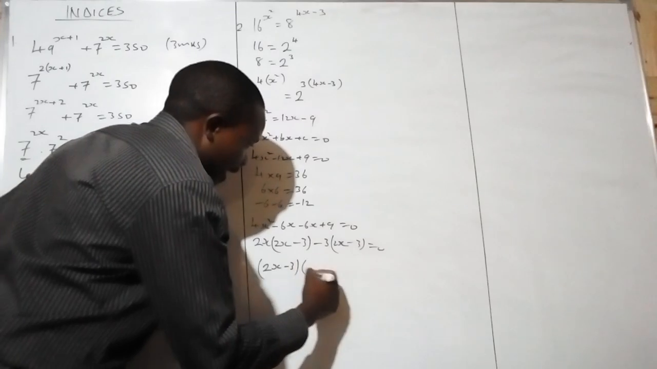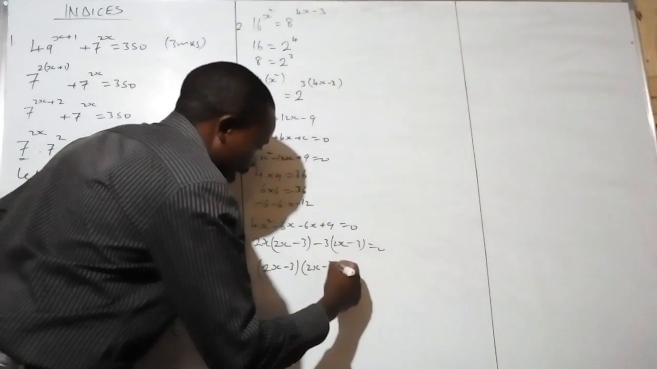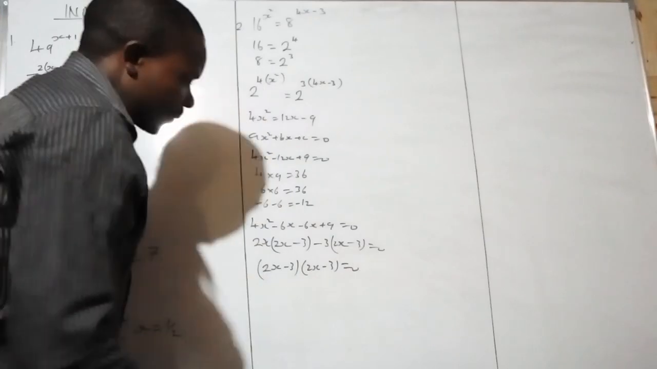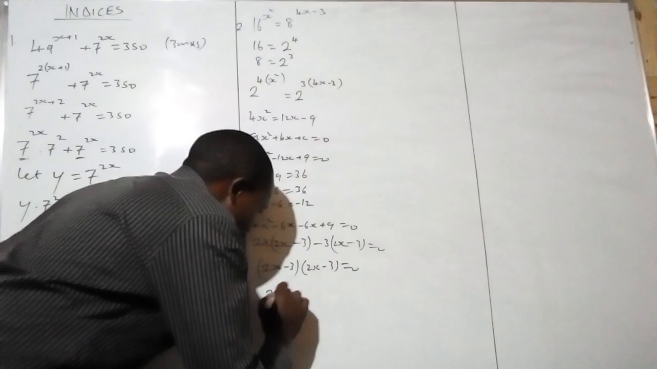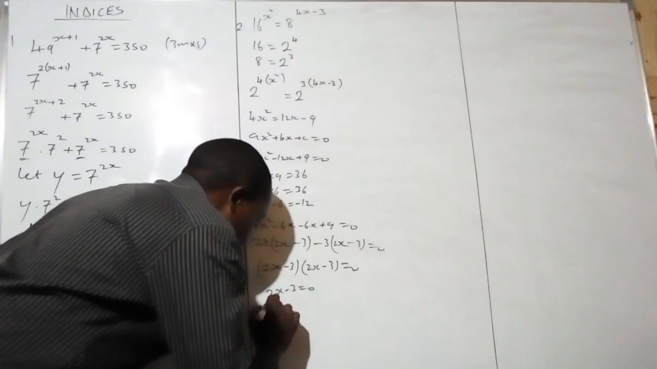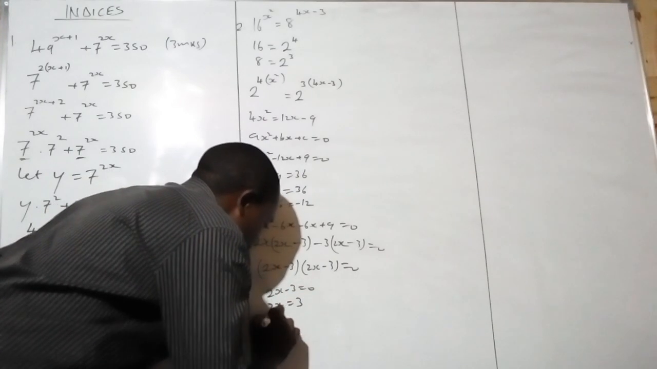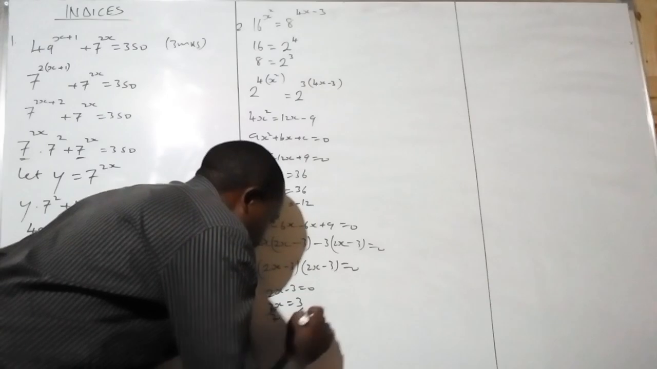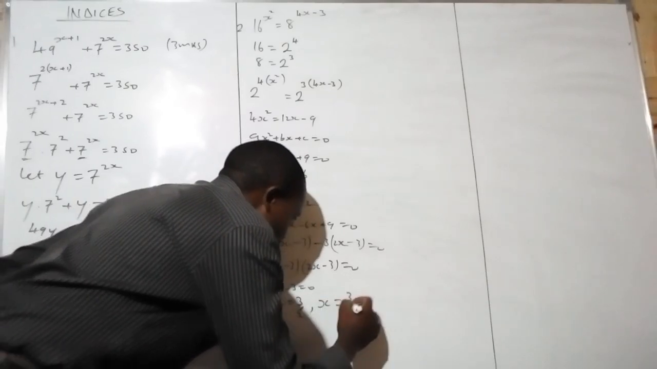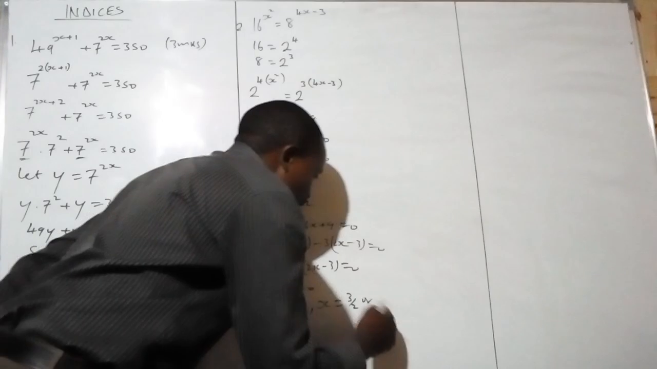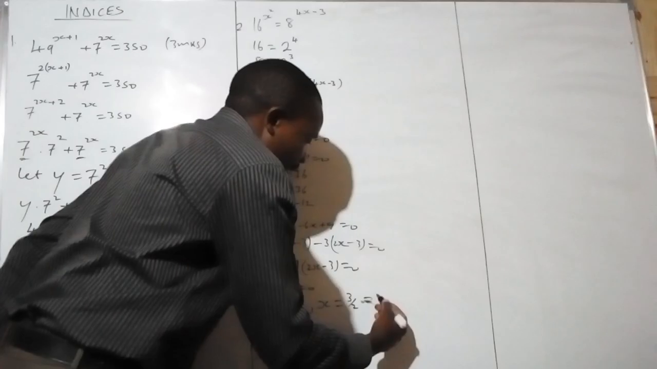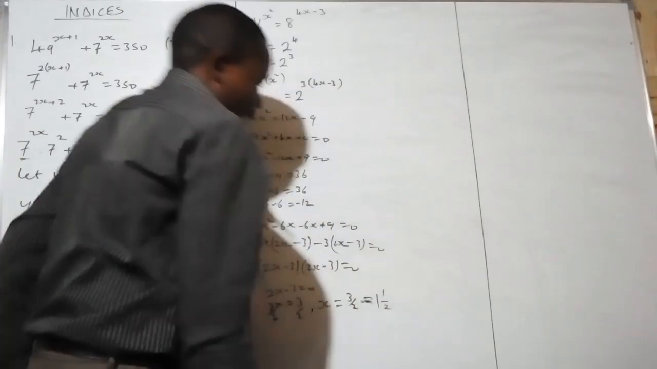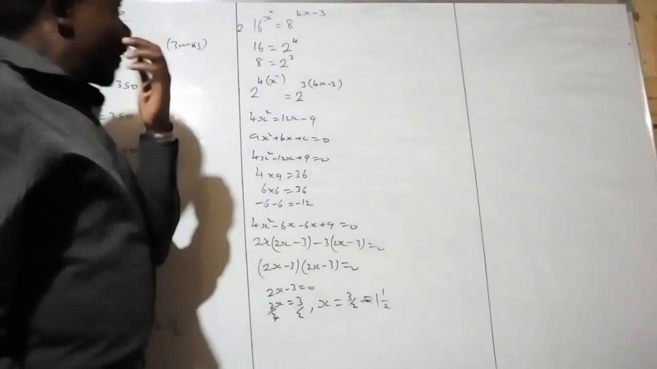2x minus 3 is equal to 0. You can equate the brackets with 0. 2x minus 3 is equal to 0. 2x is equal to 3, divided by 2 by 2, and x is equal to 3 over 2, or we can say, as an improper fraction, 1 and 1 over 2. Yeah, so that is the value of x.